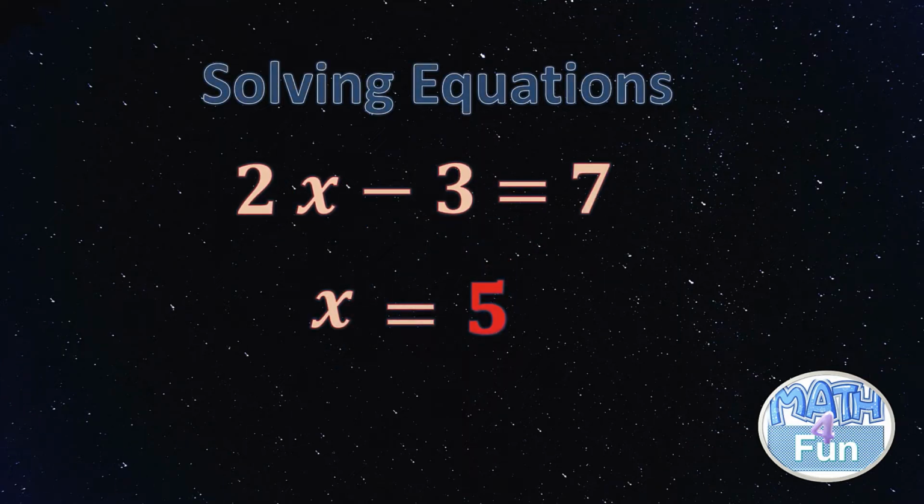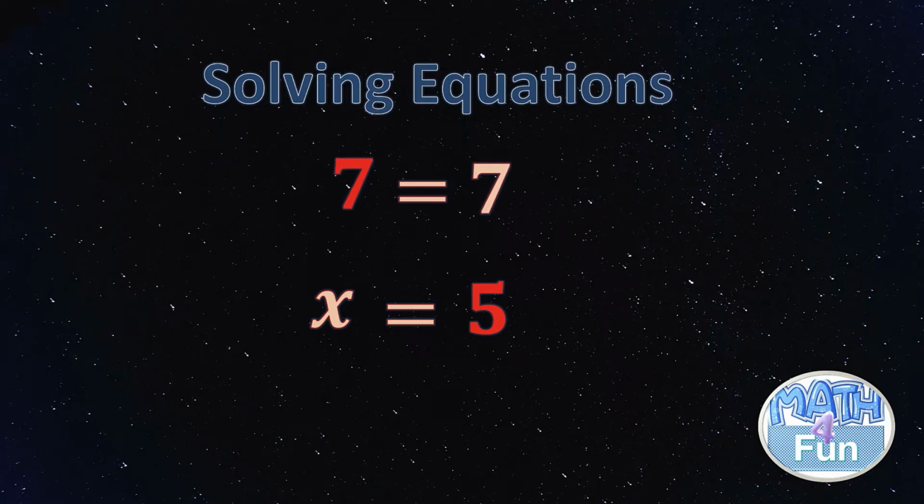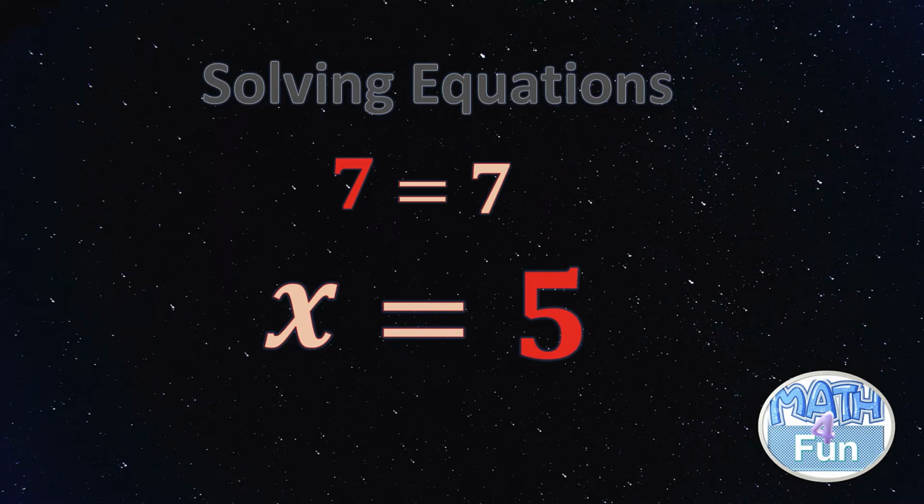Let's check if 5 is a correct solution for this equation. We can replace x by 5 in the main equation. So it's 2 times 5. 2 times 5 is 10. 10 minus 3 is 7. 7 is equal to 7, which is correct. So x equals 5 is a correct solution.